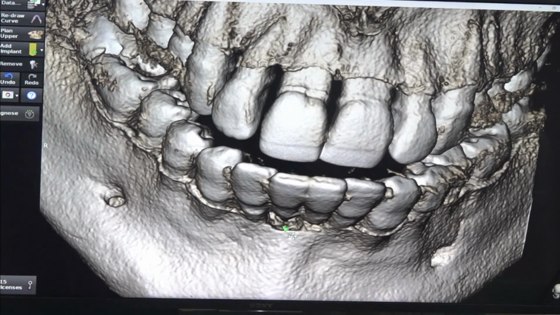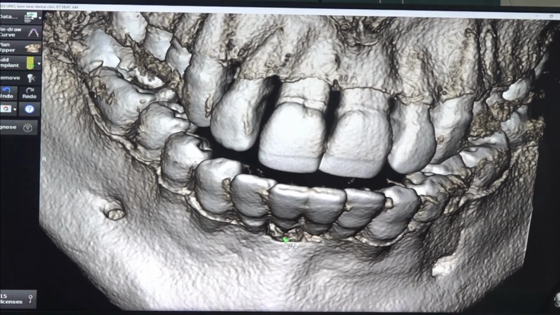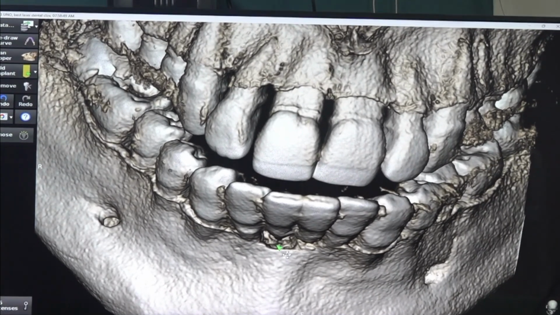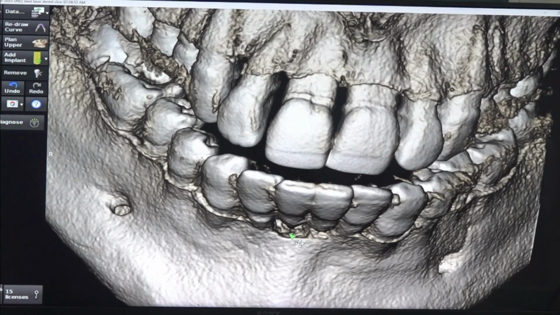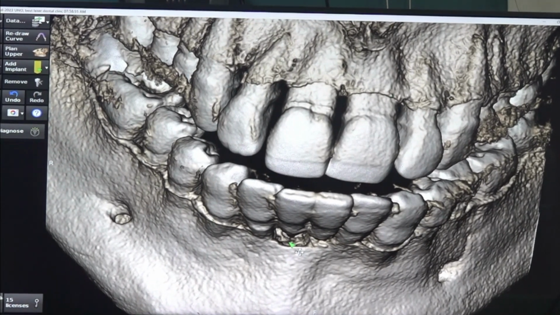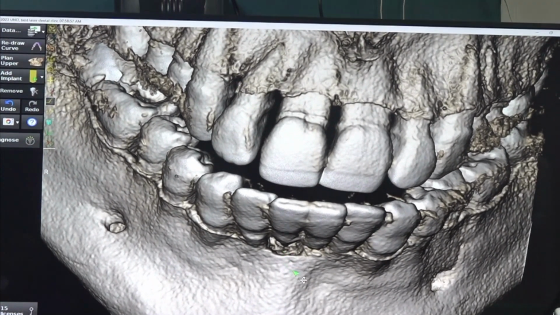If canine to canine goes for extraction, you can plan for 3 or 4 implants. But most commonly, 4 incisors is the situation we see in practice.